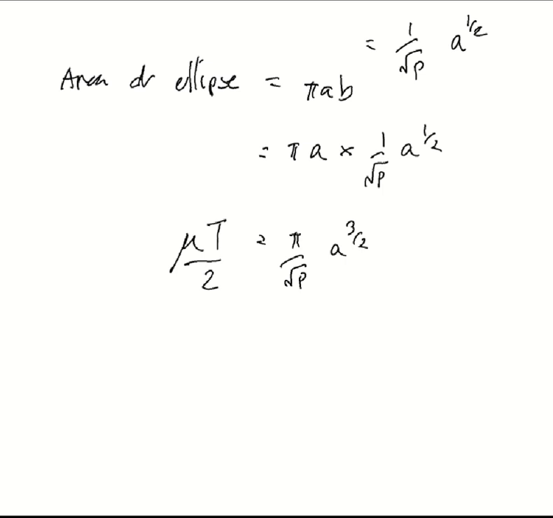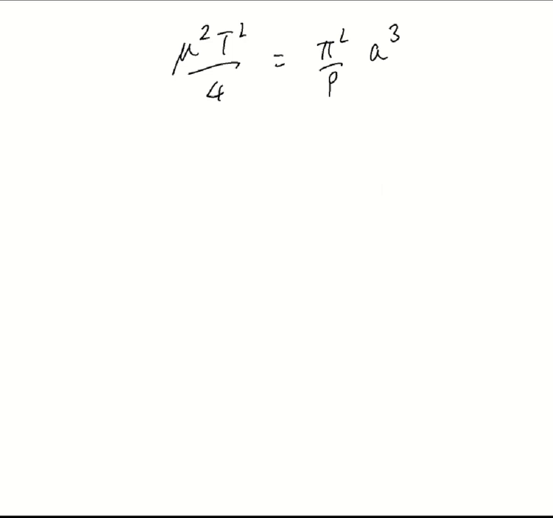So, still got this annoying half here. What I'm going to do is square both sides. Mu squared T squared over 4 equals pi squared over P times A cubed. And that, believe it or not, is Kepler's third law. And Kepler states it like this: T squared is directly proportional to A cubed. So the square of the year is directly proportional to the cube of the semi-major axis of the planetary motion.